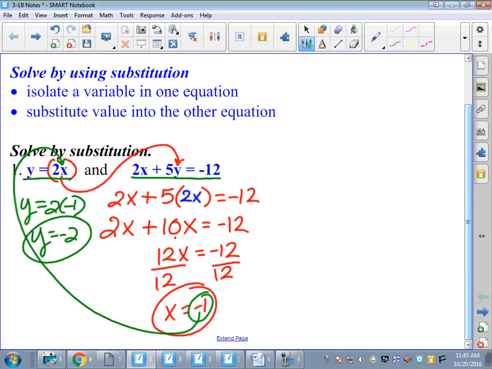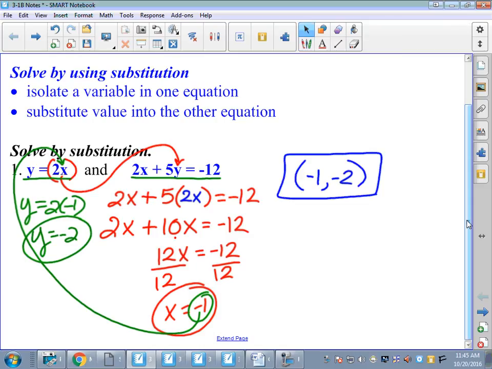So once you get both solutions, you put them together as an ordered pair. So my solution here is negative 1, negative 2. This actually was the solution of the first problem that we did using graphing. So same exact two equations. If you were to flip back through your old notes, you would see that when we graphed, these two lines intersected at negative 1, negative 2.